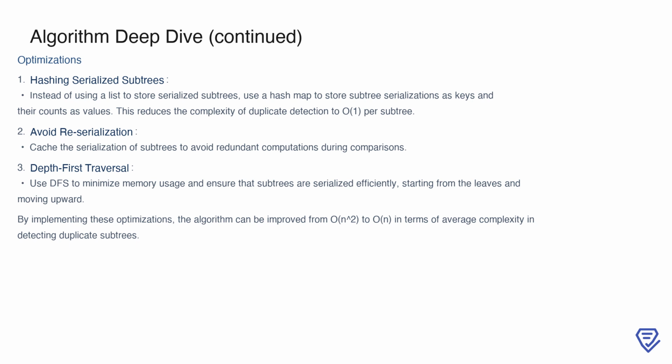Another optimization is to cache the serialization of subtrees. By avoiding redundant computations, we save time during comparisons. Depth-first traversal remains the traversal strategy, but by serializing subtrees starting from the leaves and working upwards, we ensure efficient memory usage and computation. These optimizations collectively improve the algorithm's average complexity from n squared to n, making it much more scalable for large binary trees.